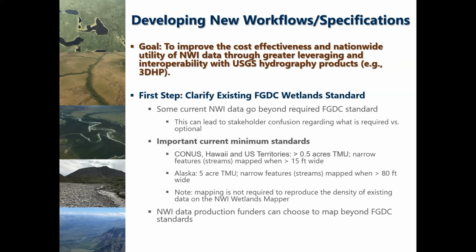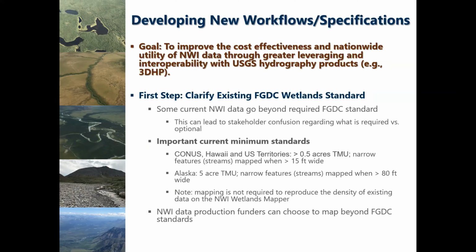These, of course, aren't all of our standards. That's a pretty long document, but these are just a few critical standards that I feel are important to state up front. Those standards include that in the CONUS, Hawaii, and US territories, features greater than ½ an acre must be mapped. And also narrow features, including streams, must be mapped when they're greater than 15 feet wide.